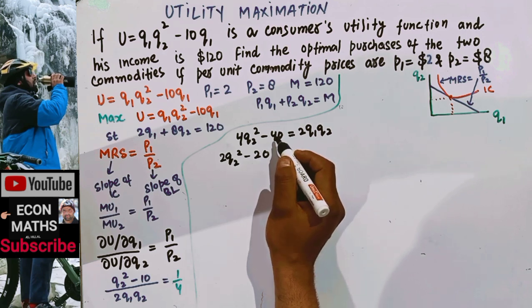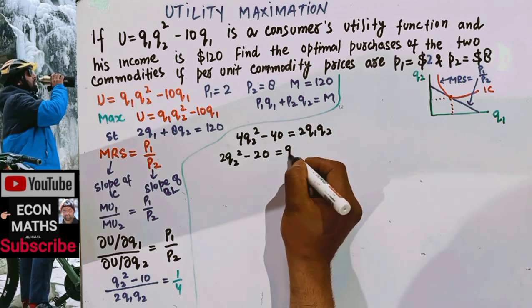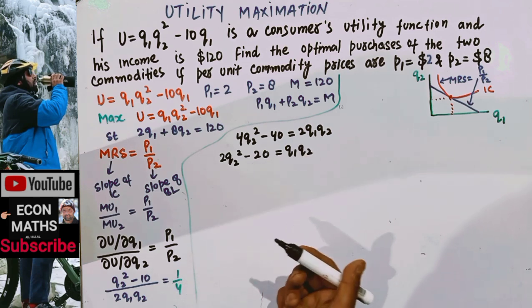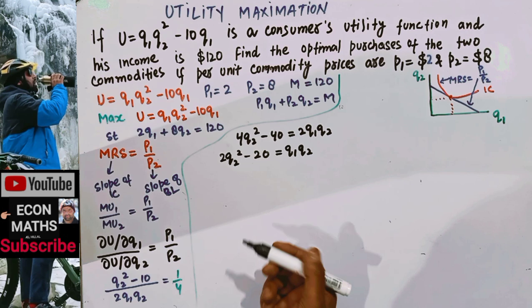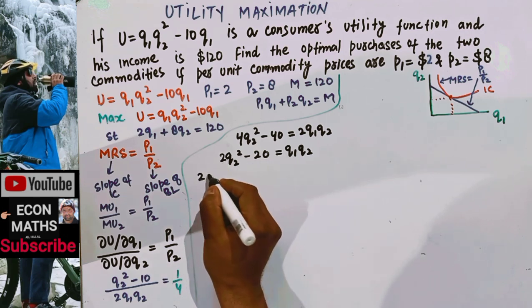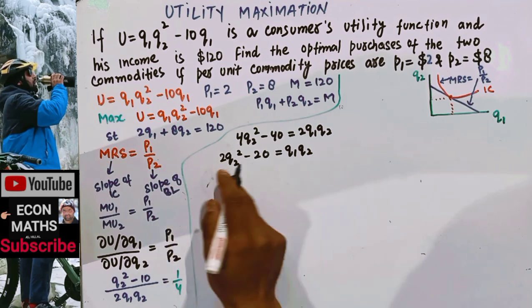Okay, 40 divided by 2 is 20, which should be equal to q1 q2. Okay, let's further solve this out. So we can write it in this fashion. If I transpose it here, so twice q, or let us solve it here for q1.